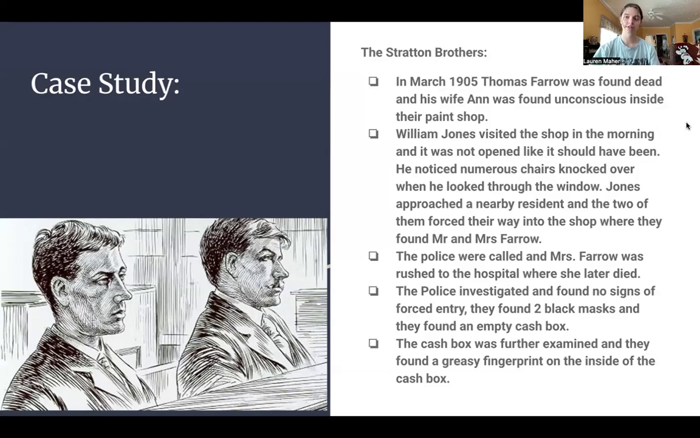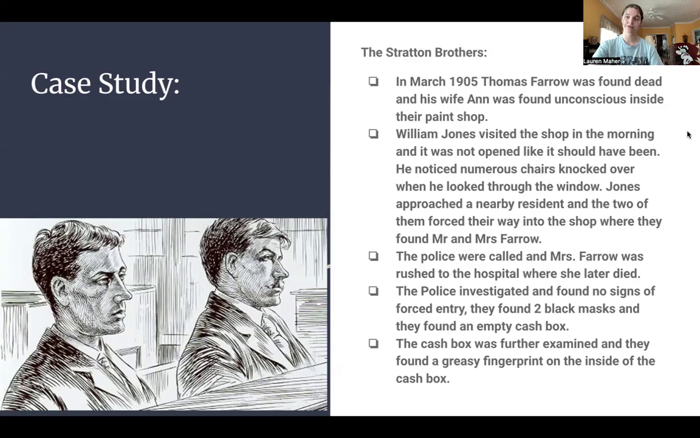William Jones visited the shop in the morning and it had not been opened like it should have been. He noticed numerous chairs knocked over and when he looked through the window, Jones approached a nearby resident and the two of them forced their way into the shop where they found Mr. and Mrs. Farrow. The police were called and Mrs. Farrow was rushed to the hospital where she later died. The police investigated and found no signs of forced entry. They found two black masks and they found an empty cash box.